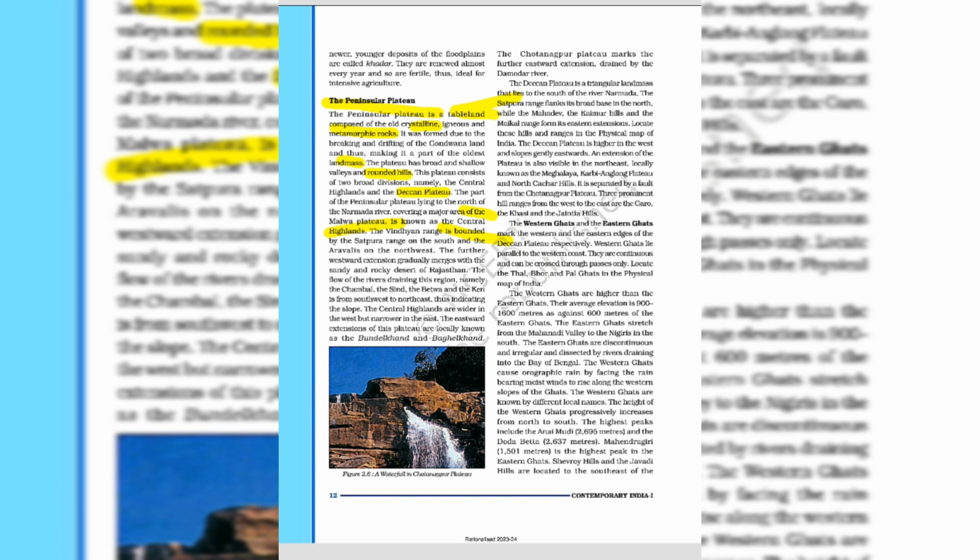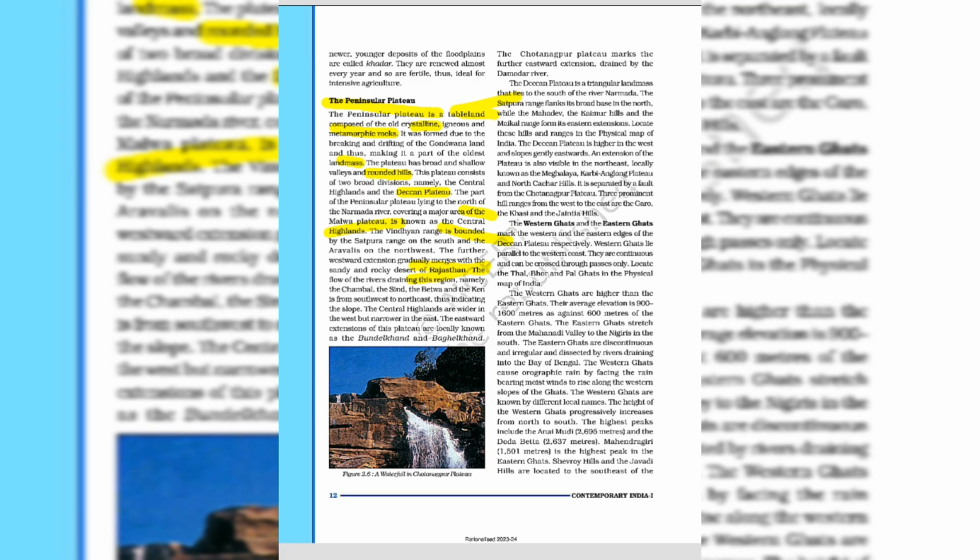The Vindhya range is bounded by the Satpura range on the south and the Aravalli on the northwest, and its further westward extension gradually merges with the sandy and rocky desert of Rajasthan. So in the northwest direction come the Aravallis, and in the south direction come the Vindhyas. The rivers draining this region, namely the Chambal, Betwa, and Ken, flow from the southwest to the northeast, thus indicating the slope.